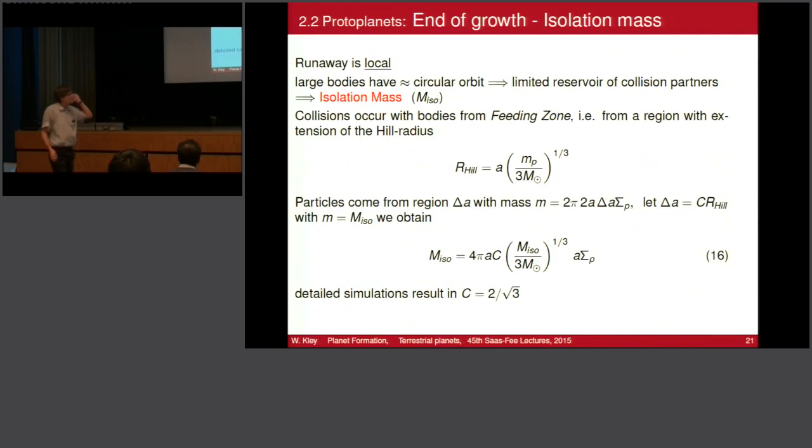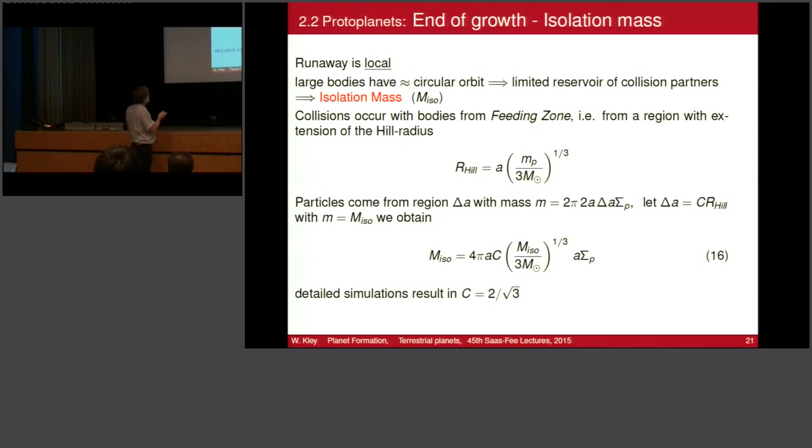If we look at this conceptually here, the large objects typically have circular orbits, but they have a limited reservoir of partners they can collide with. And this leads to the concept of the isolation mass. Collisions can only occur if the objects come close to each other.